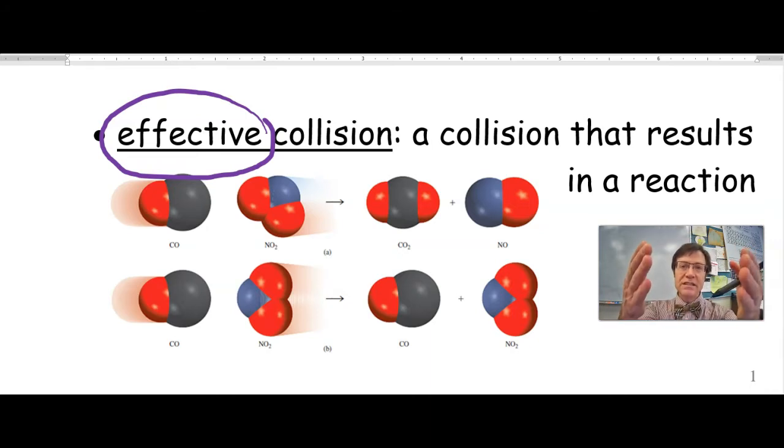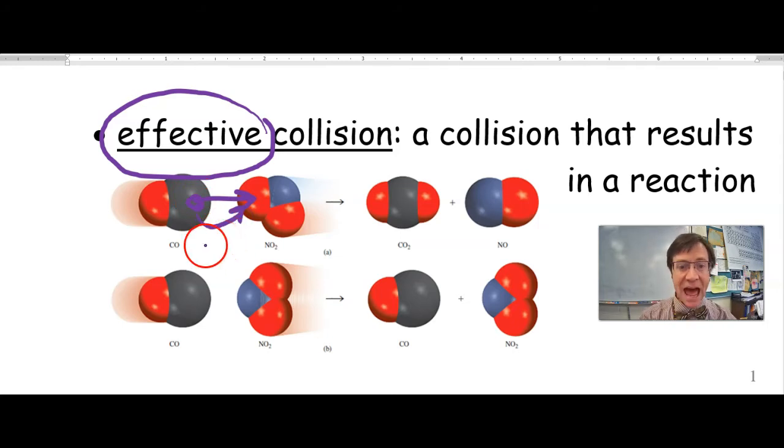So here we have a pretty good example of what an effective collision looks like. So up top, here we have carbon monoxide, and here is nitrogen dioxide. Now, when carbon monoxide and nitrogen dioxide collide, they can form carbon dioxide and nitrogen monoxide. They do so because these products are far more stable. But if you see here, you see the carbon has to line up with one of the oxygens in order for this carbon to grab a hold of that oxygen.